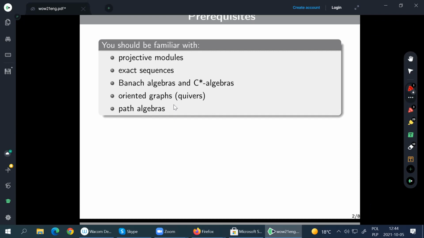And I expect it as a prerequisite because this is what we studied in the previous semester. I cannot repeat 2 previous semesters. So oriented graphs was first semester, path algebras was the second semester. But this is combinatorics. So although you can spend hours and hours proving very difficult theorems, the very definitions are immediate.